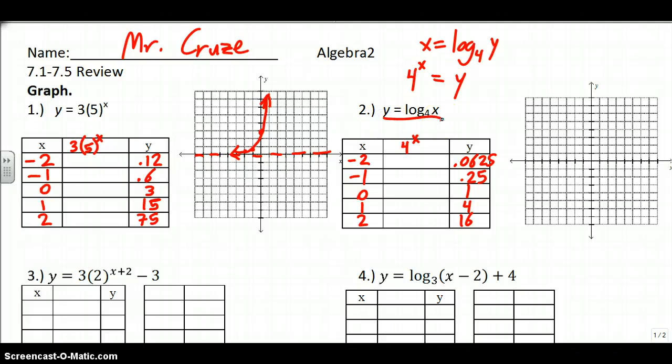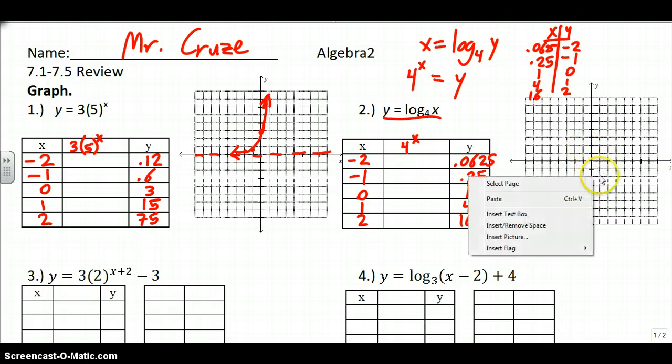What was the first thing we did? We switched the x and y. So what's going to be the last thing we do? Switch the x and y's. So here's the t-table we're really graphing, and we're just switching it up. So now the -2, -1, 0, 1, and 2 over here, and the x's are now over here, 0.0625, 0.25, 1, 4, and 16. I'm going to graph it. 0.0625, -2 is right there-ish.